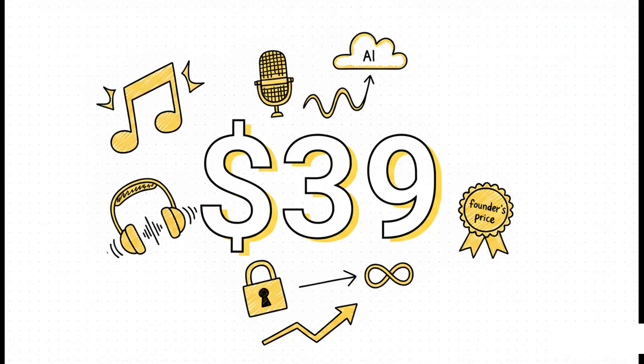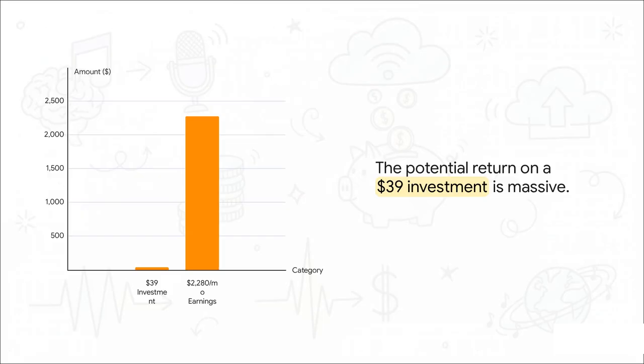Now, the source material does make it clear that this is a special founder's price, so it's probably going to go up in the future. For anyone who's serious about releasing AI music, that price is, well, it's pretty hard to argue with. And just to put that $39 investment into perspective, let's talk about the potential return. The earnings calculator on their site estimates that if you had just 50 tracks and they averaged around 8,000 streams a month, you could be earning over $2,200 a month. That is a massive, massive potential return on a pretty small initial investment.